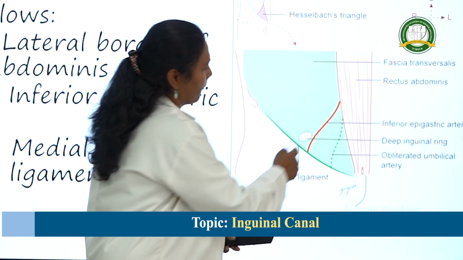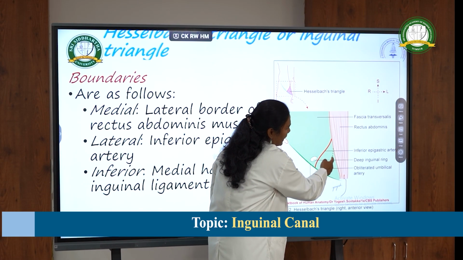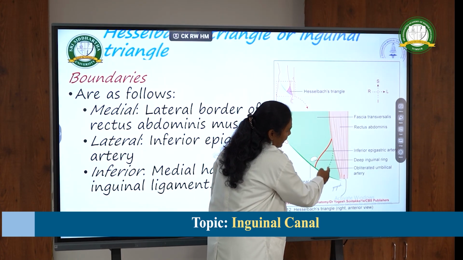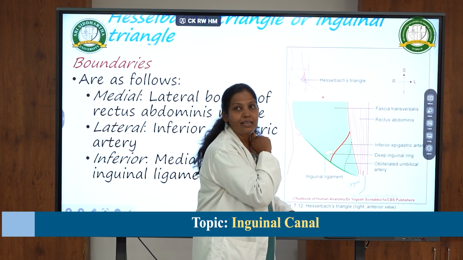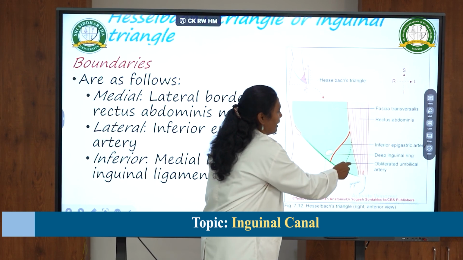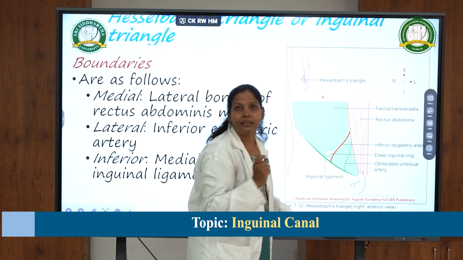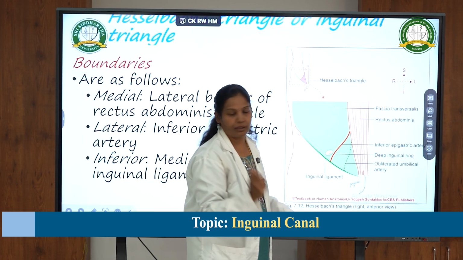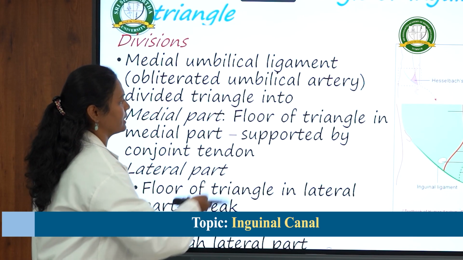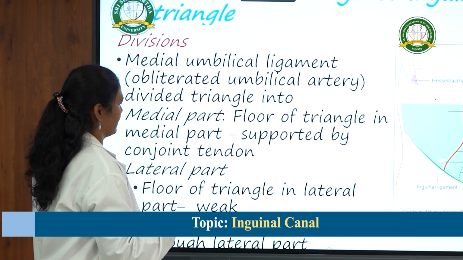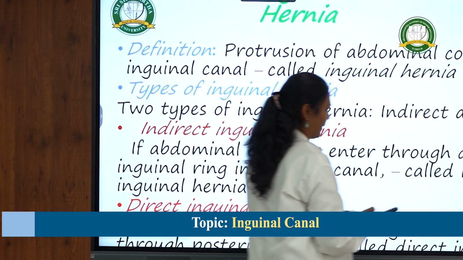As we can see here, this Hasselbalch's triangle is further divided into two parts by the obliterated umbilical artery, the line shown with a broken line. So that divides the triangle into a medial part and a lateral part. The medial part is strengthened by the conjoint tendon, whereas the lateral part is comparatively weak. So these are the two divisions I mentioned: the lateral part and the medial part of the Hasselbalch's triangle.